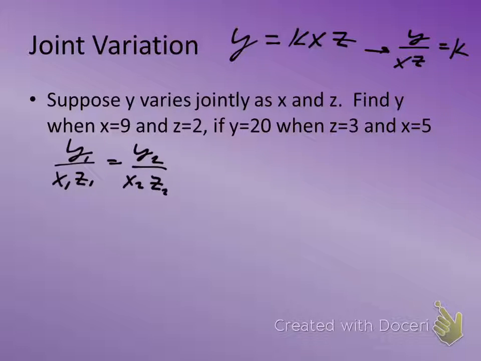Okay, so now we need to find y. So we don't know a y, but we know x is 9 and z is 2. And it tells us the other set of points is y is 20 when z is 3 and x is 5.